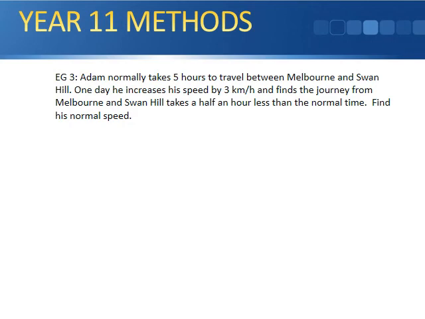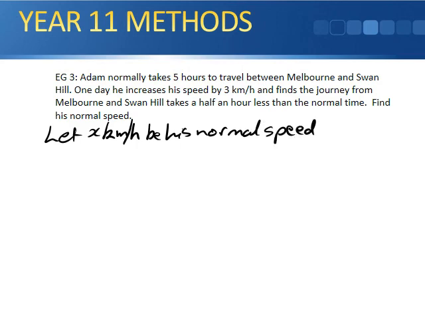Here, Adam Norley takes 5 hours to travel between Melbourne and Swan Hill. One day he increases his speed by 3 kilometres per hour and finds the journey from Melbourne to Swan Hill takes half an hour less than the normal time. Find his normal speed. So again, a variable, let x in kilometres per hour, because it's his speed, be his normal speed. So we've done that one there.